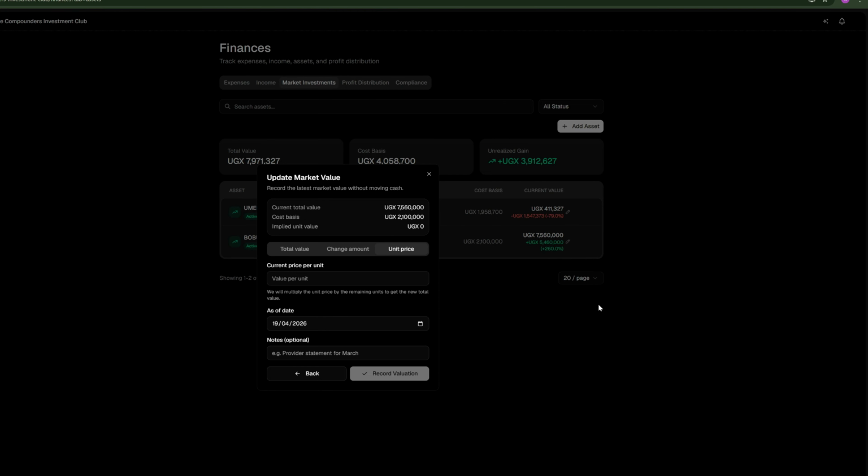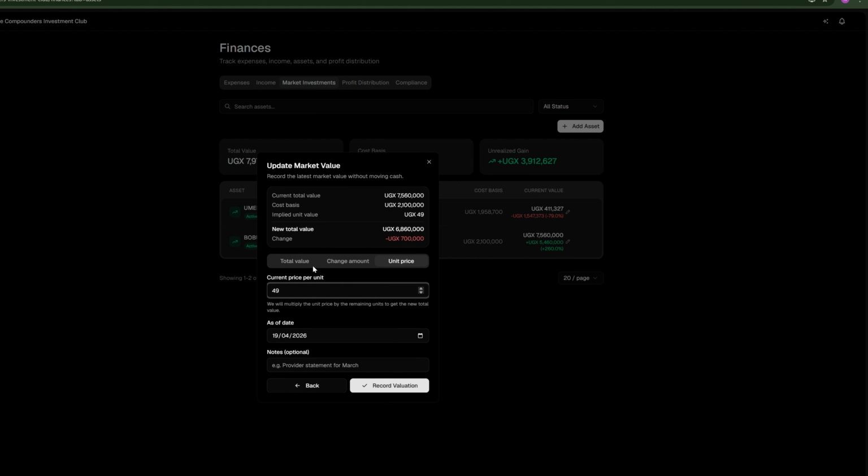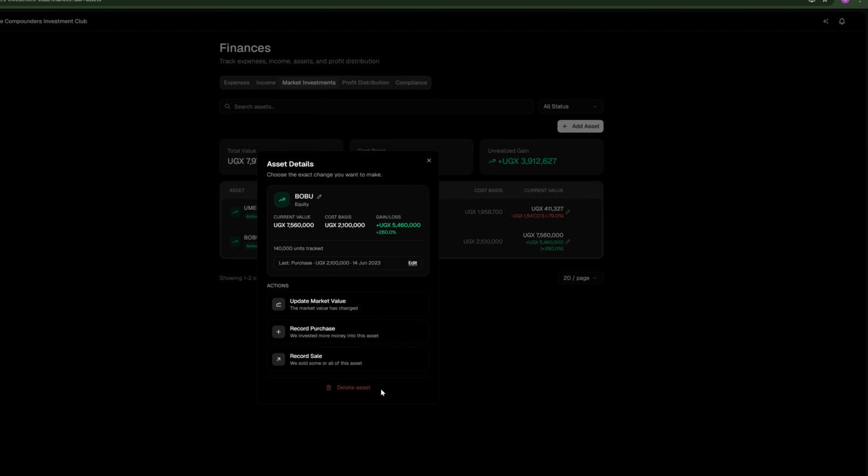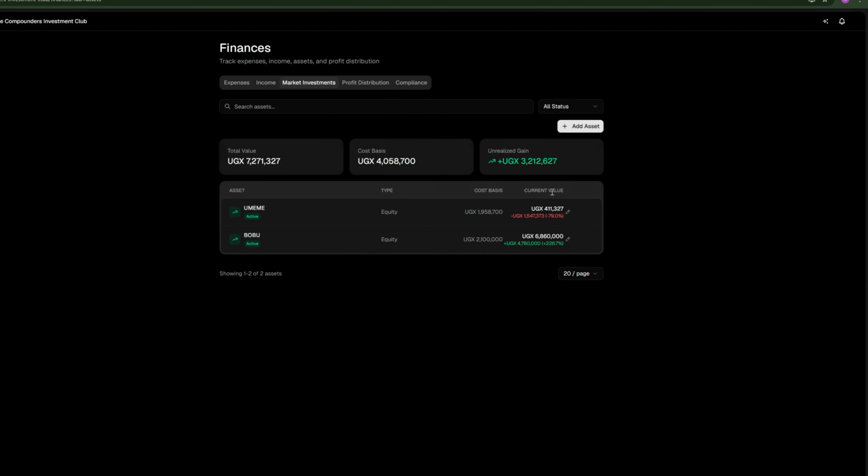So let's say that from the last time we updated for Bobu, the price has moved from 54 to 49. There is a change of 700,000 since last time, and then the date, and then record valuation. The unrealized gain has reduced from 5,460,000 to 4,760,000.